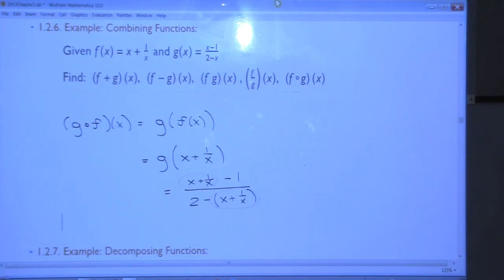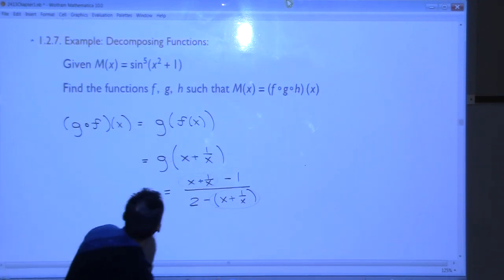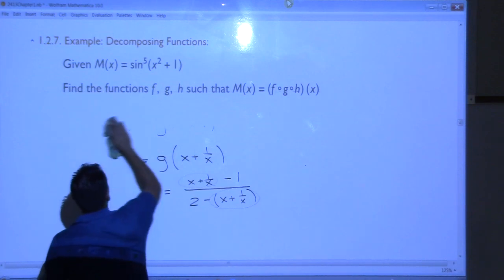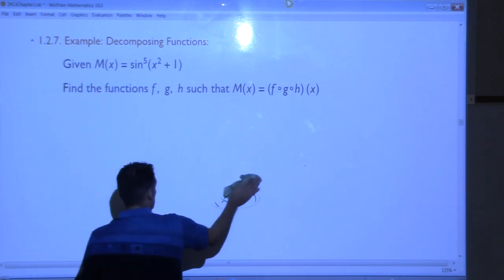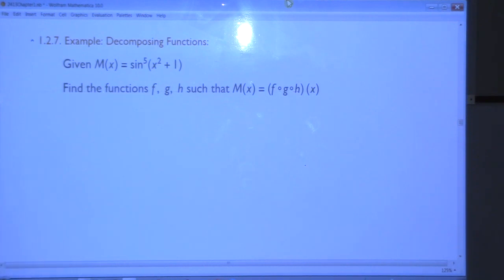We are actually not interested in doing composition. I mean, that's not something we need to be good at. I mean, I should take that back. We should know how to do this, okay? What we're interested in is going the other direction. So look at these. Look at this right here. Take a look at that function capital M of x. Sine to the 5th of x squared plus 1.